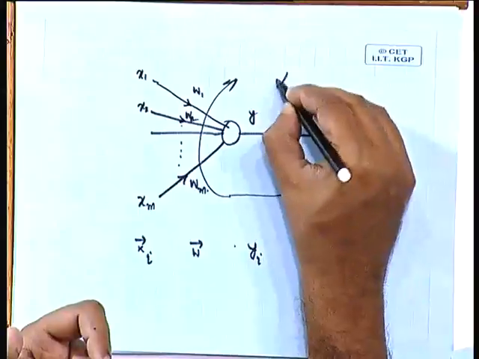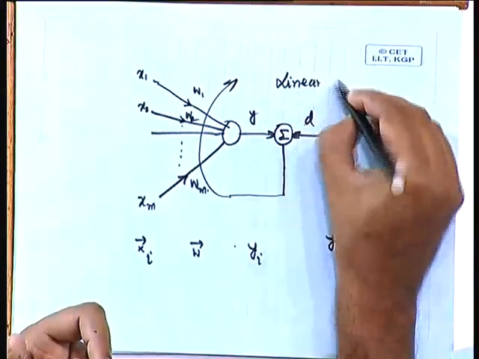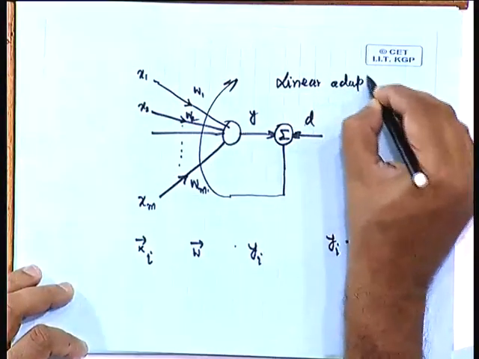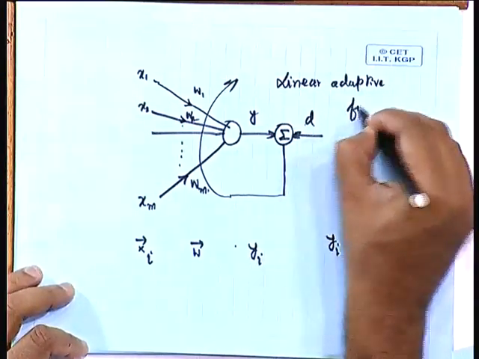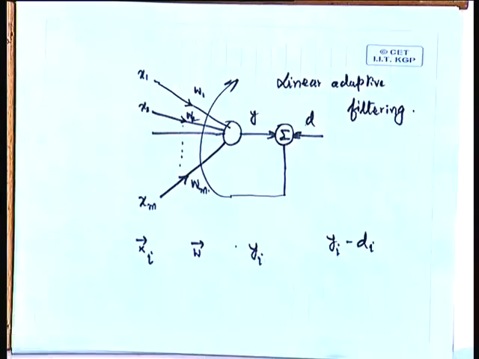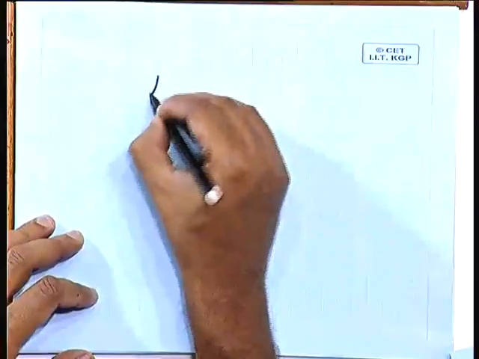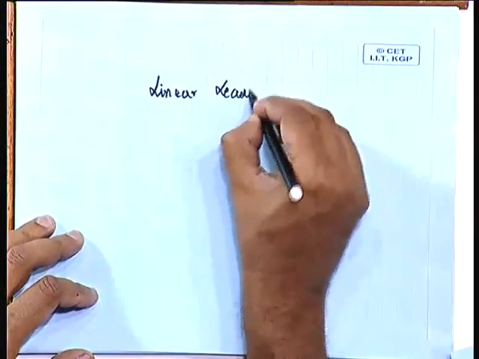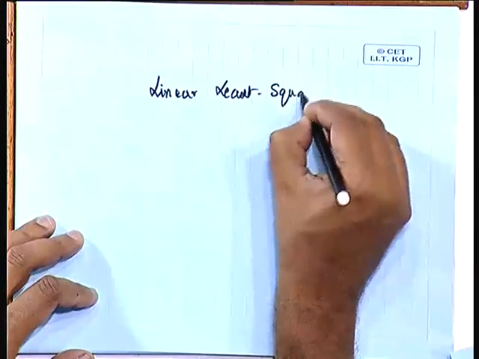So, that is why this can be looked upon as a linear adaptive filtering problem. And in this linear adaptive filtering problem, the kind of functions that we are going to use are pretty simple ones. In fact, right now we are going to study the linear least square filter approach. In fact, what we are going to do is pretty simple.